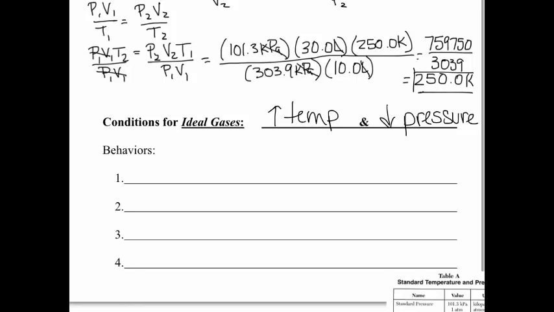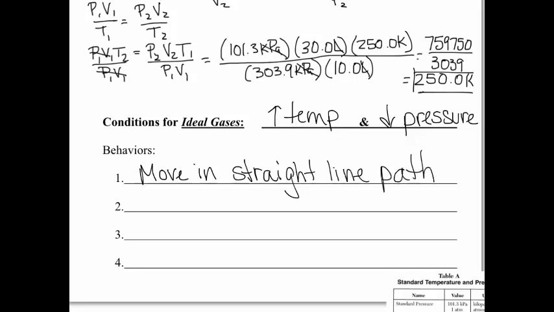The behaviors of an ideal gas are that they move in a straight line path, and by that, think of pool balls on a pool table moving around the table. They move in straight lines if they don't have any spin to them. Okay, those of you that play pool know that you can put a little spin on the ball and make it go curved, but we're talking about only going straight lines, so hitting it straight on.